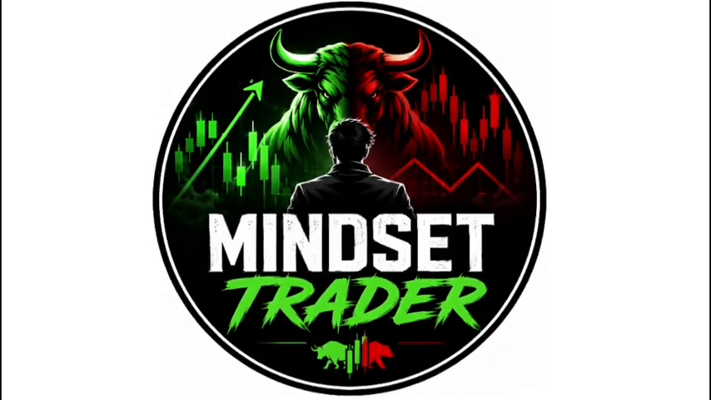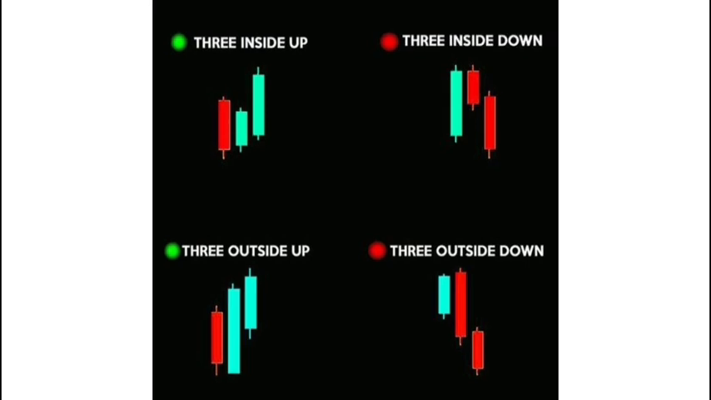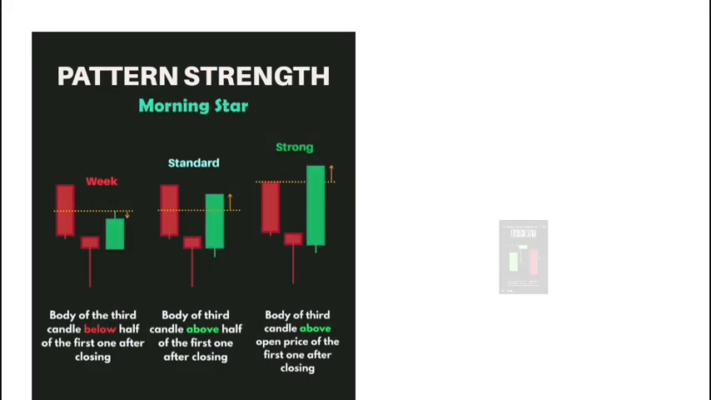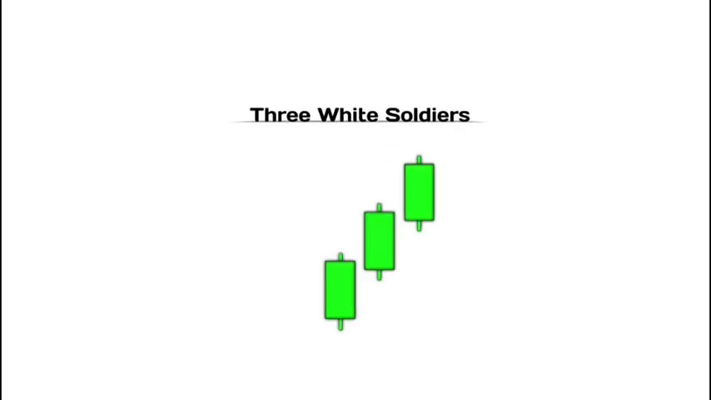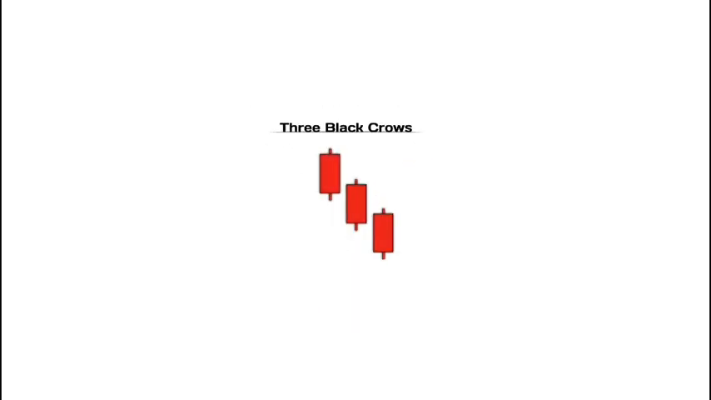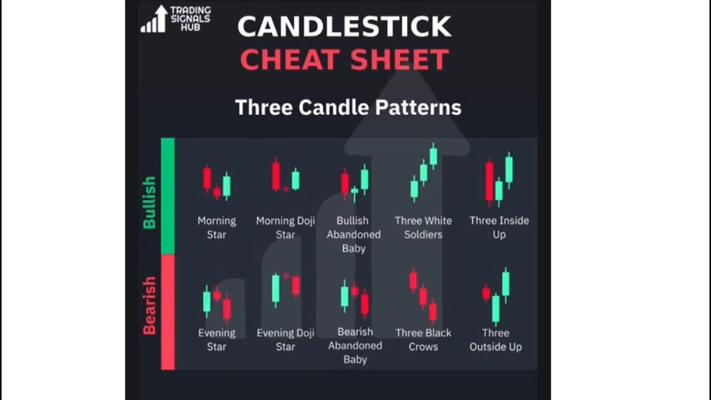In today's video, we're going to cover 4 of the most important 3-candlestick patterns: the morning star, evening star, 3 white soldiers, and 3 black crows. But simply recognizing these patterns isn't enough. I'll show you how to combine them with price action to improve your trading accuracy and help you enter trades with more confidence. So, let's get started.